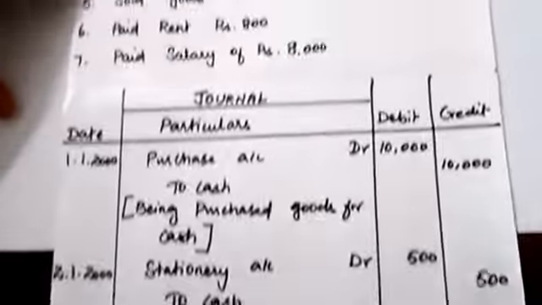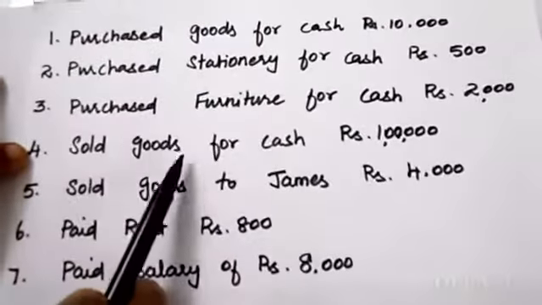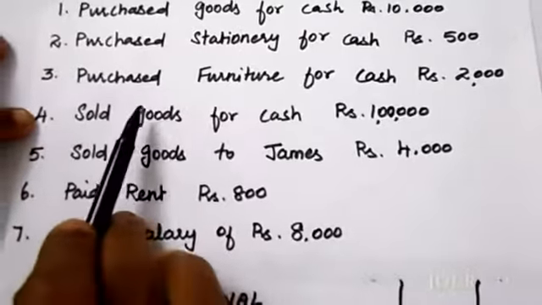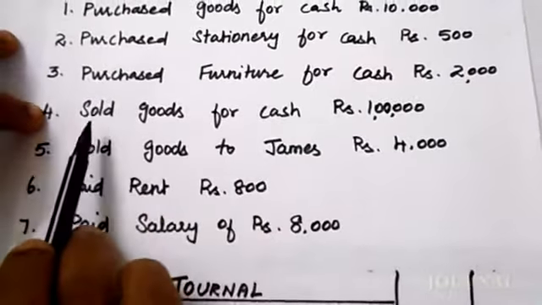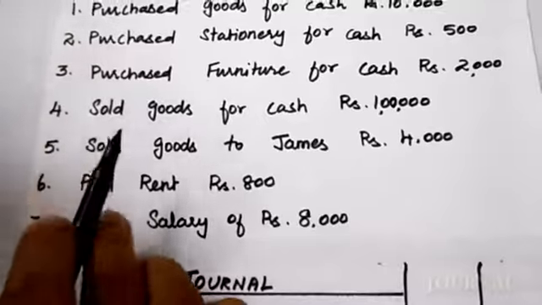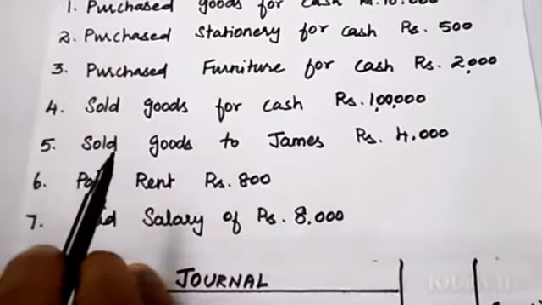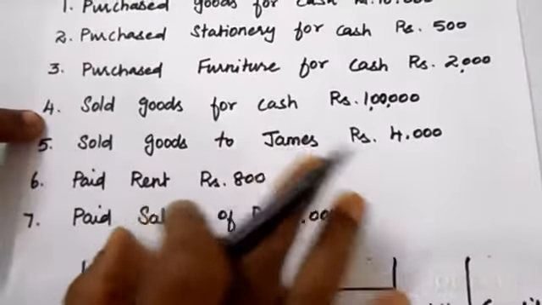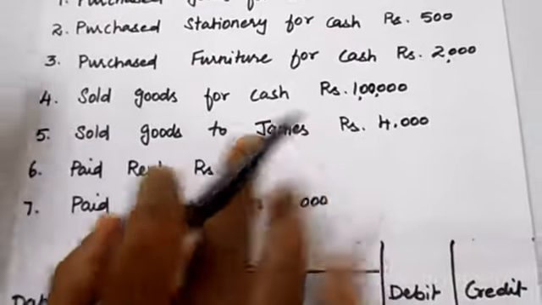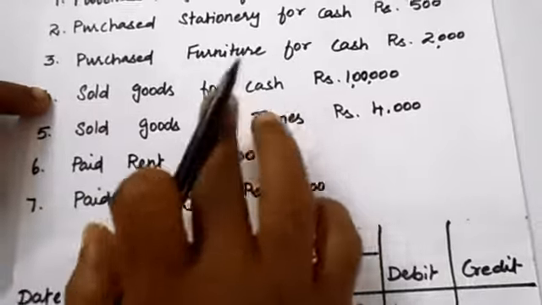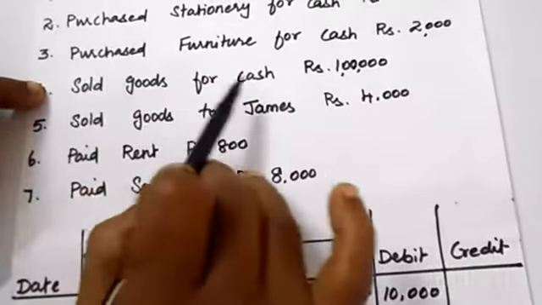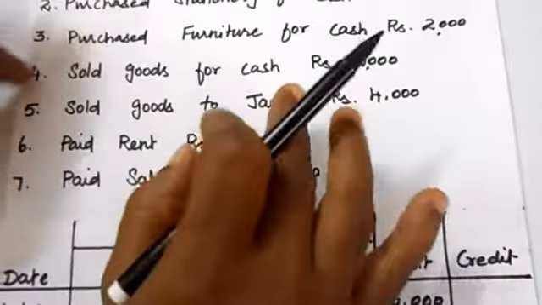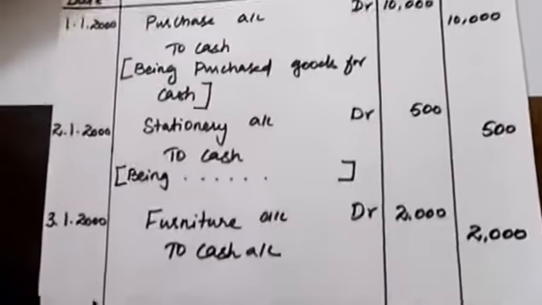Then the 4th transaction, sold goods for cash. That is, you have sold some items for cash. Sales can be on two bases. One is cash basis, another one is credit basis. If they mention any name without cash, it is considered as a credit sale. But here they didn't mention any name. They have clearly given that sold goods for cash. So it is a cash sale, that is, based on cash. So write the entry. What is the entry for this?